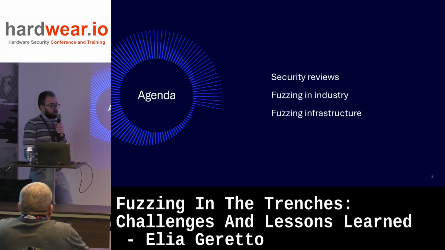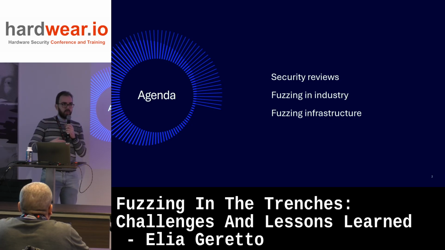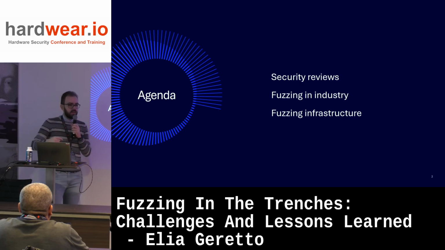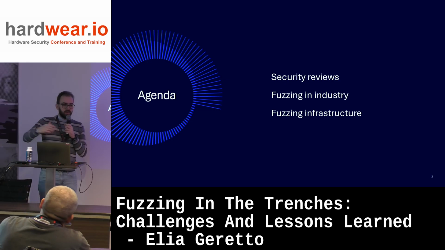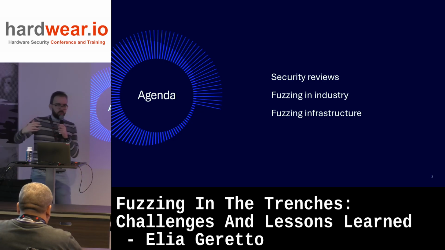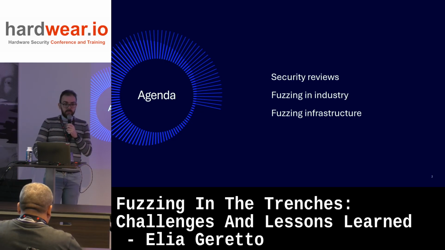So I'm going to talk first a bit about security reviews and basically why you end up wanting to do fuzzing when you are in a situation like Qualcomm. Then how fuzzing in such a situation is different from the other two, and then indeed a bit also about fuzzing infrastructure, because I think it's an important point that in this environment you need to care about, that maybe in the other two you don't really need that much.